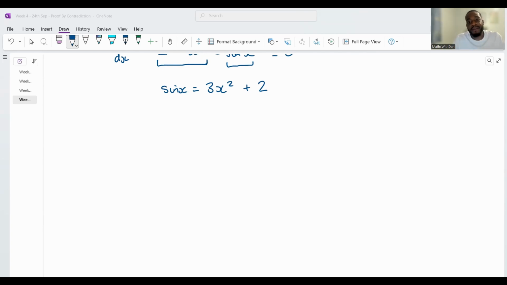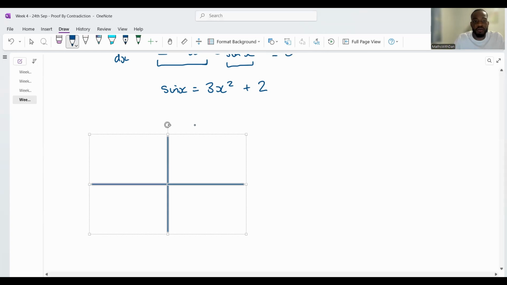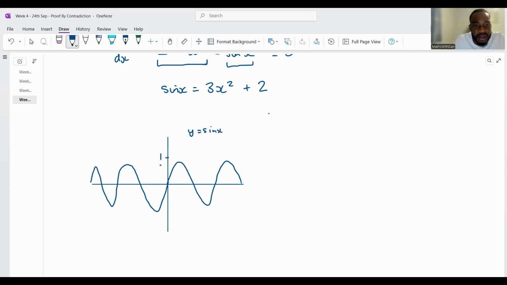When you say it doesn't match up, what does that mean, right? Well, let's draw it. Let's draw sine x, for example. We know that the graph of y equals sine x oscillates between 1 and minus 1, doesn't it? It goes like this. Like that. This is 1. 1 and minus 1. Everybody happy with that? Yeah? Good stuff.